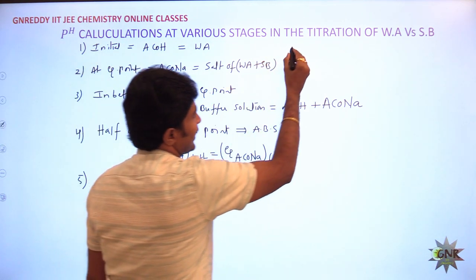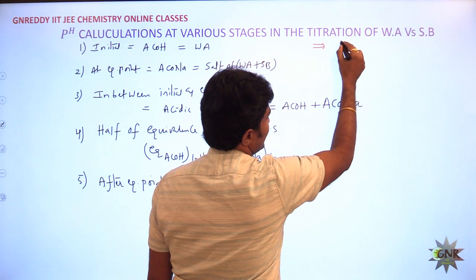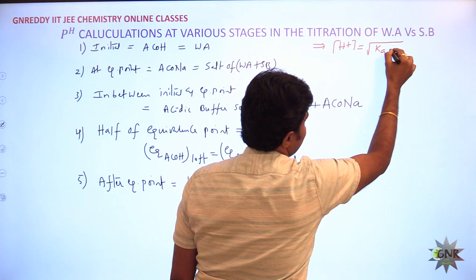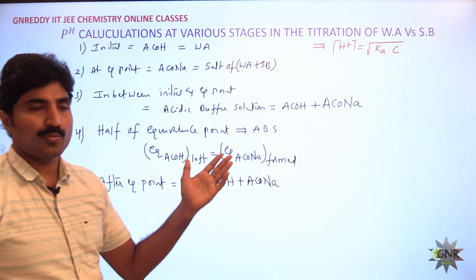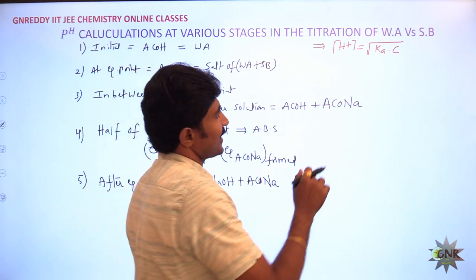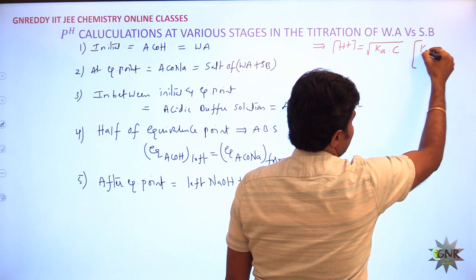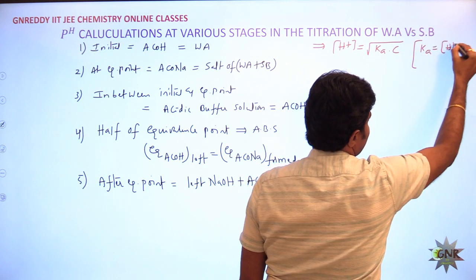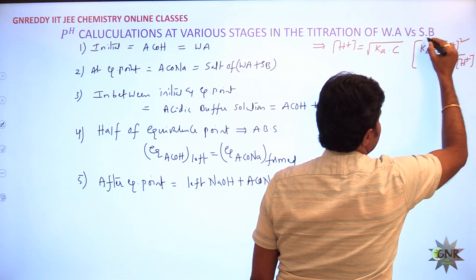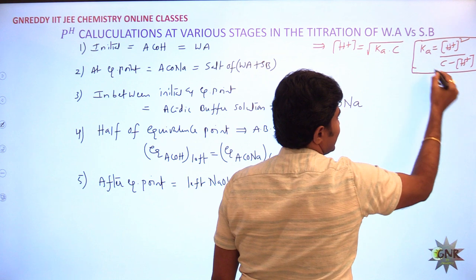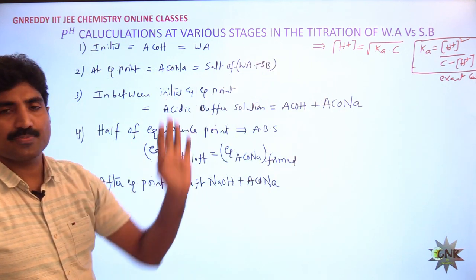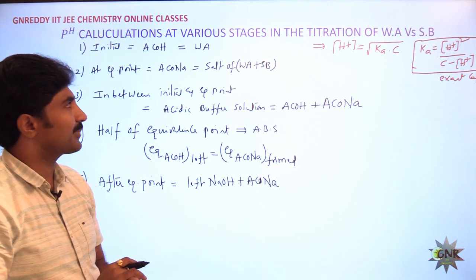Now if you take the weak acid, how do you calculate weak acid pH? You know H plus is equal to the square root of Ka into C. It's a weak monoprotic acid, so directly H plus is equal to root over Ka into C. But if you want exact calculation, Ka is equal to H plus squared by C minus H plus. Apply the quadratic equation and calculate the exact pH. But for rough calculation, H plus is equal to root over Ka C, and from that calculate pH.